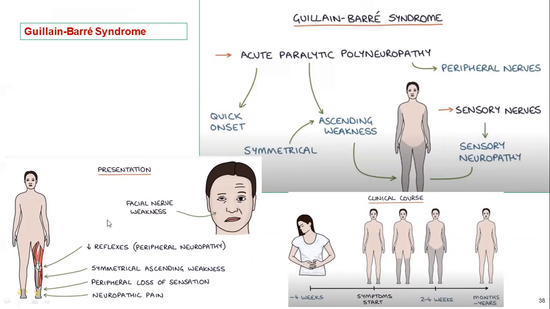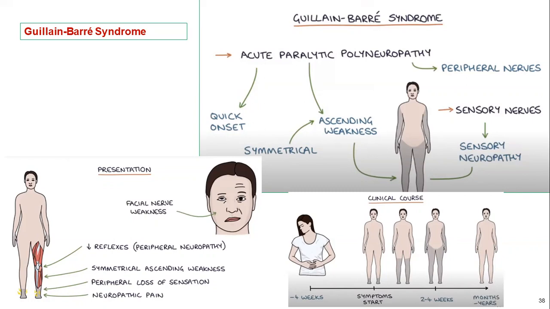What is the presentation of this patient, or what are the symptoms? The most prominent symptom is ascending type of paralysis. What is ascending paralysis? Paralysis starts from the feet. In this picture, you can see the paralysis coming up from the feet, with peripheral loss of sensation and symmetrical ascending weakness. If the left leg is paralyzed, the right leg is also paralyzed, which is the symmetrical nature, ascending from the feet, then the hands, then the respiratory muscles.